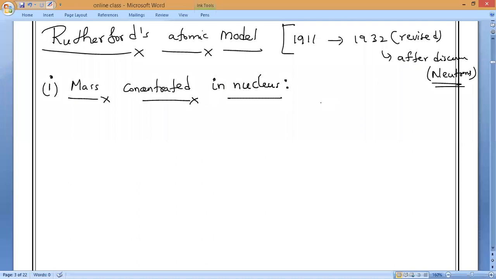The total mass of the atom, why are we not considering the mass of electrons? What is the reason you should write? Because electrons are what?